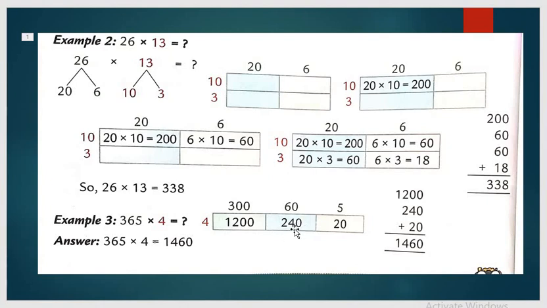300 multiplied by 4, 60 multiplied by 4, and 5 multiplied by 4. So 20 plus 240 and 1200. So 0, 0, 0, so as 0. Then 2 plus 4, so 6. And then 2 plus 2, 4, and then 1 as it is. The answer is what? 1416. Understood, all students? Again we will do the revision in the next lecture.